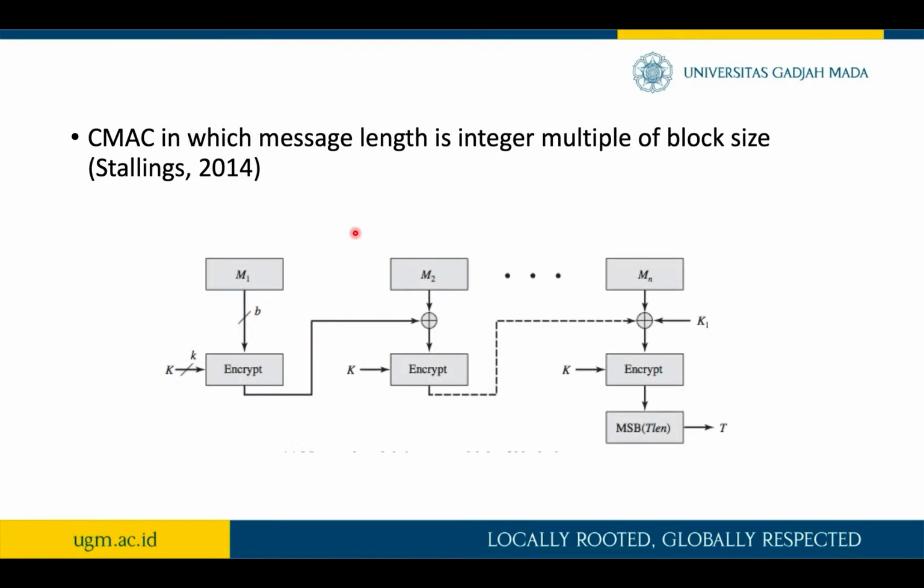And this is the illustration of CMAC. The first case here is when the message length is an integer multiple of the block size, so we don't need to do padding here. As we already discussed in the algorithm, we first encrypt the first block using the key K, and then XOR it with the second block, encrypt again with key K, and so on.